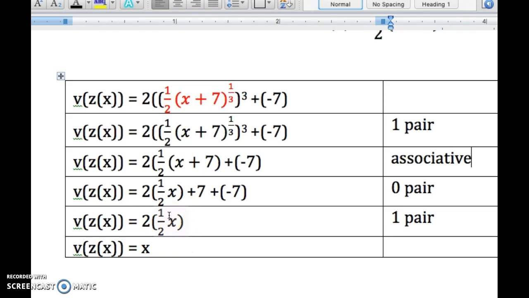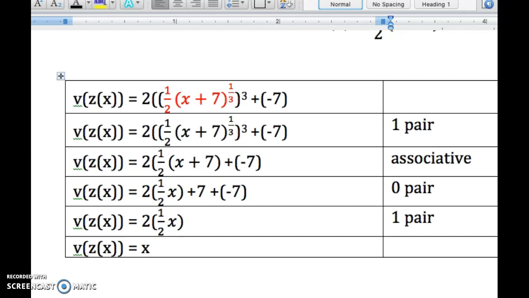And continuing to look for my 0 pairs and my 1 pairs, I see 2 times 1/2, which is a 1 pair. So that whole expression is equal to 1, so I am left with x. And I believe that tells me that this is the inverse function, because I'm getting the identity of v of x, which is x.